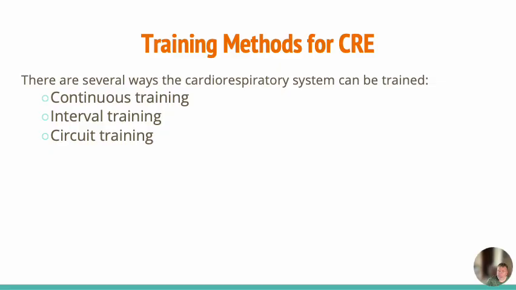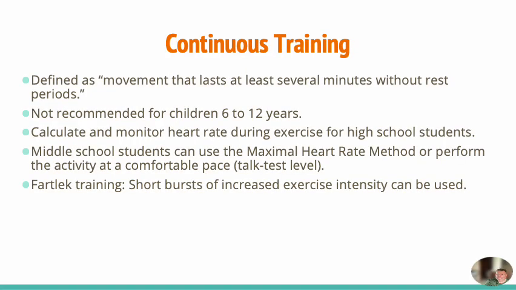Each method has its advantages, and they can be adapted to different age groups. When you're teaching, especially stations, circuit training is very helpful. Continuous training builds endurance through sustained activity like running or cycling. Younger children, around 6 to 12, are not ready for long bouts, but older students can use these methods. Fartlek training, or speed play, adds short bursts of activity for a variety of fun.